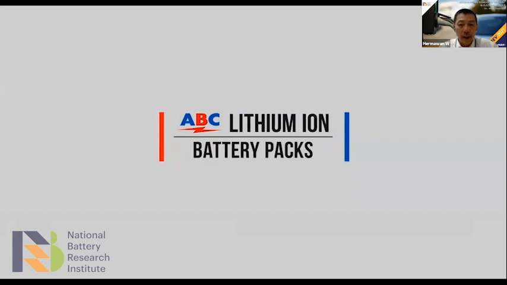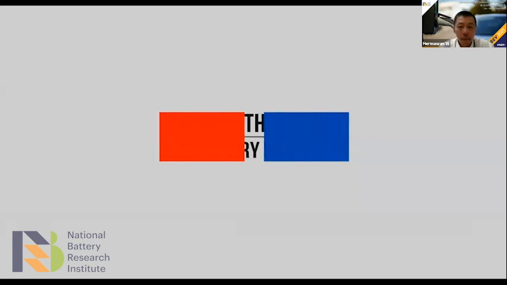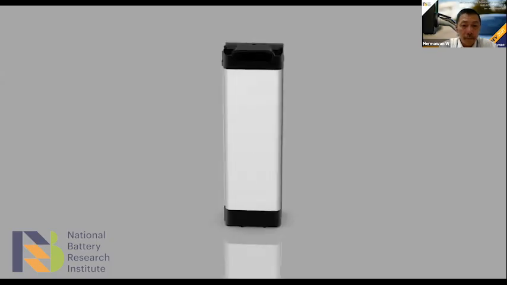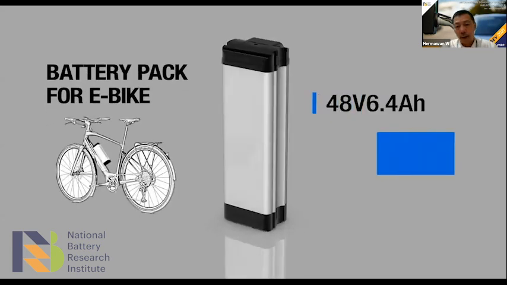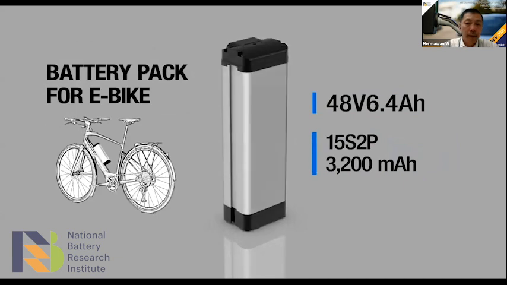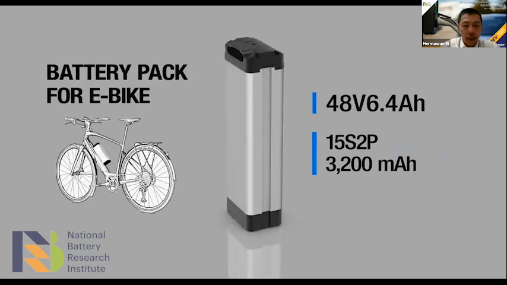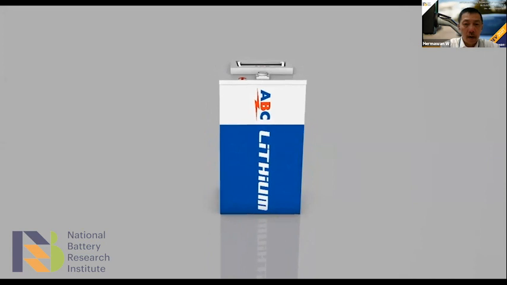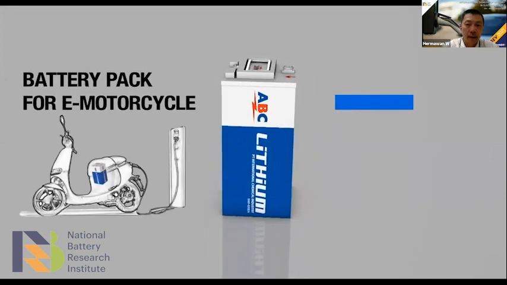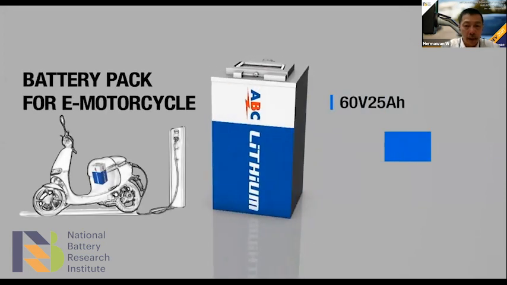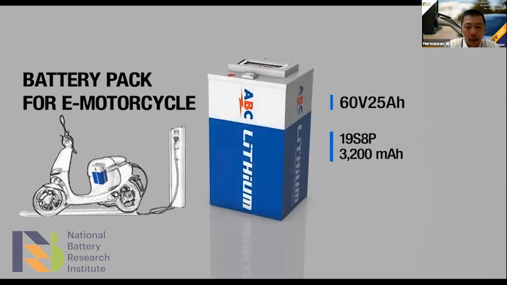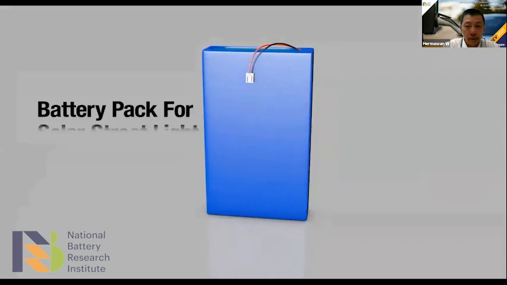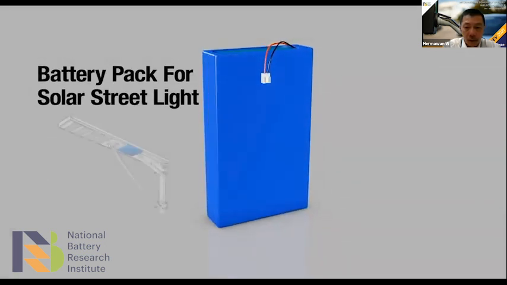I will explain this better, the pack. Okay, thank you. We try to make some packs, even though this is just prototyping. We try to make an e-bike, e-motorcycle or e-scooter. That's all from the cylinder. That's the cylinder we produce. And then this is for the solar street light.